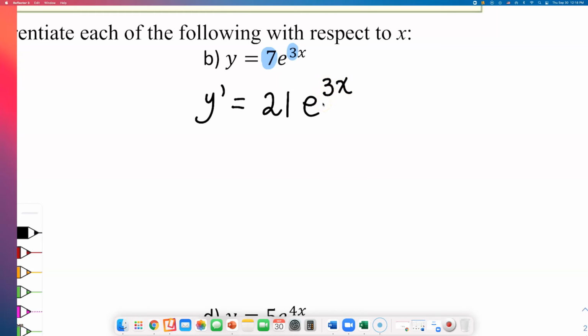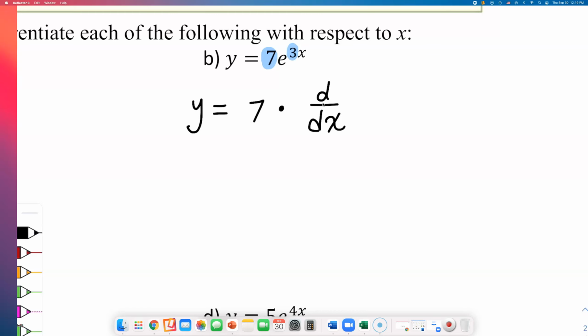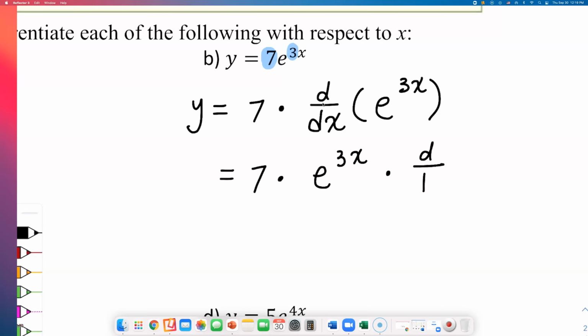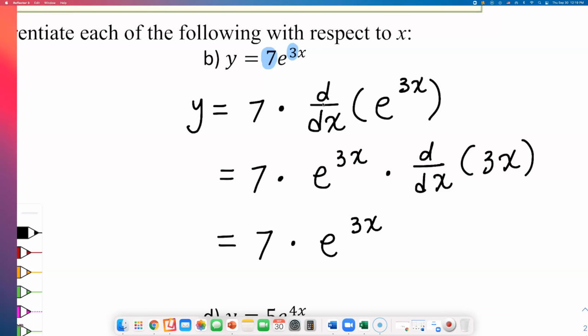So that's the answer. But if you want to do it the long way, I don't know if you really need to, you have y equals 7 times the derivative of e to the 3x, which is 7 times e to the 3x. You write down that exponential term, but you need to now multiply that by the derivative of the exponent, which is 3x. And that becomes 7 times e to the 3x times 3. And when you finally multiply that 7 times 3, you will get 21 e to the 3x.